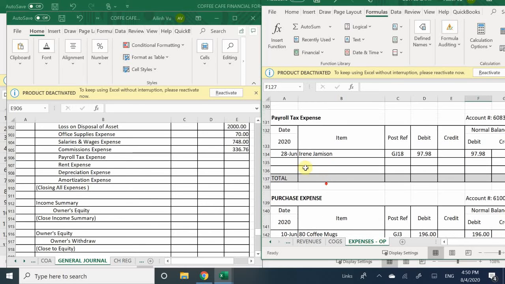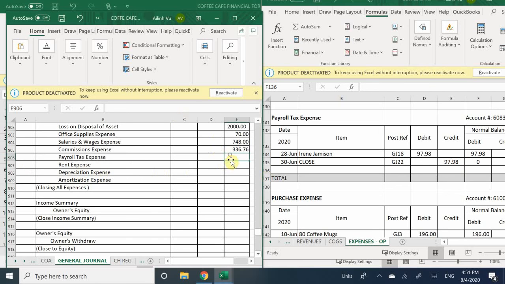Okay, and then we have payroll tax expense. And we're going to credit it for $97.98. Which gives us 0. 97.98. All right, let's go ahead and double check what is next.